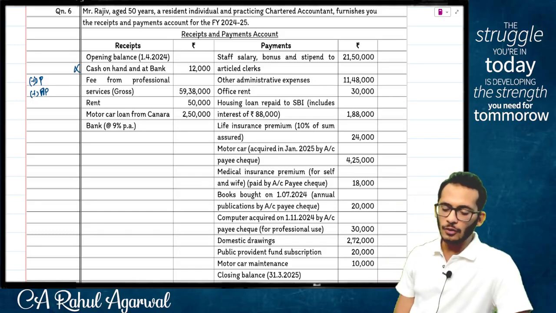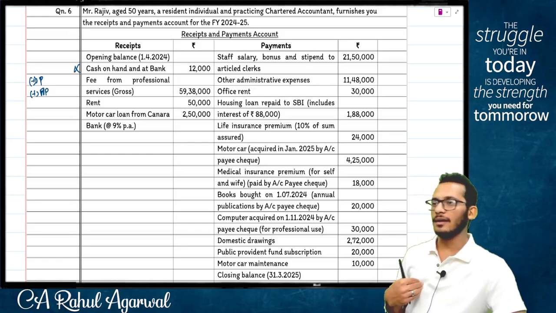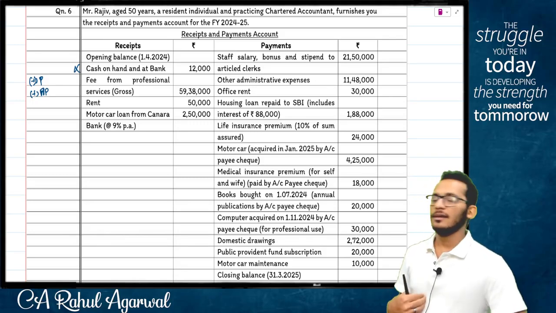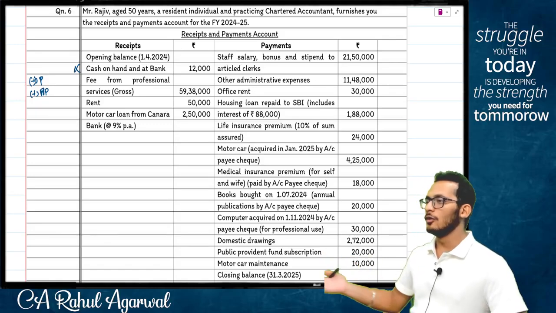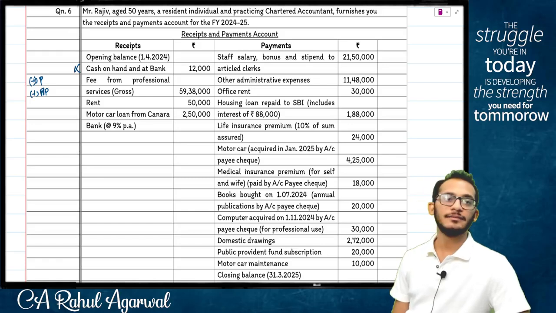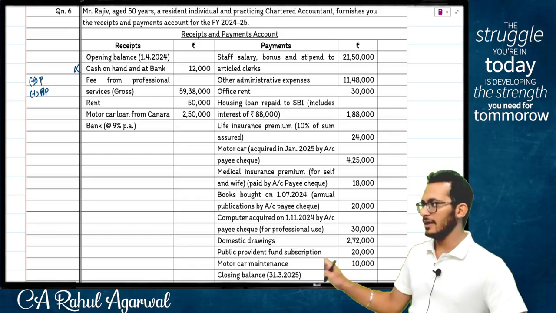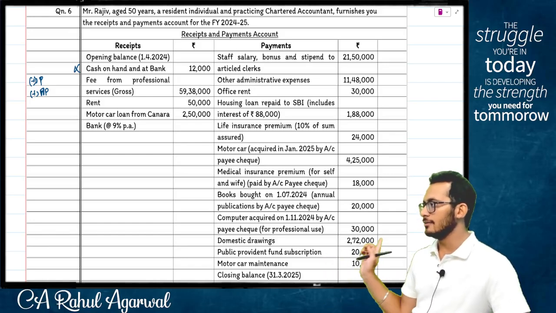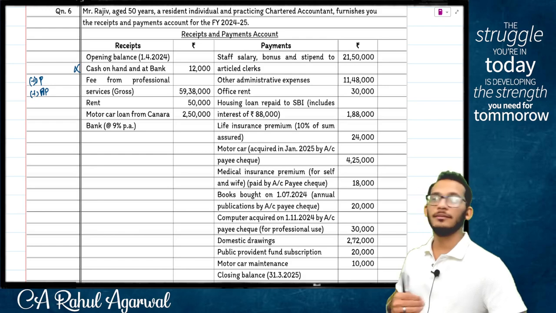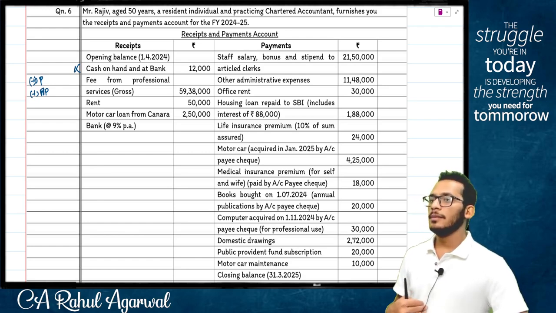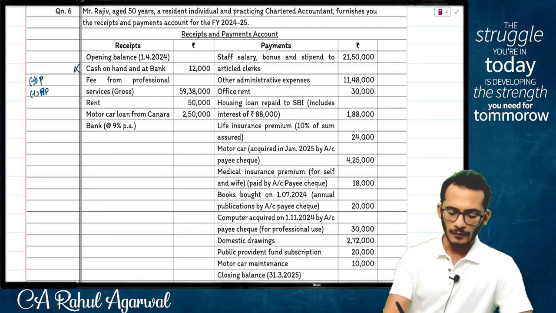Next, motor car loan from Canara Bank, 9% per annum, 2,50,000. I have received a loan from bank for a car. I will ignore. It's a loan given. It's my liability. We'll come back to that. For now it wasn't needed. If it is interest on loan, show in payment side. I am on receipt side. I've received a loan. Nothing to do with PGBP. This is a liability ledger. Therefore, I will ignore it.